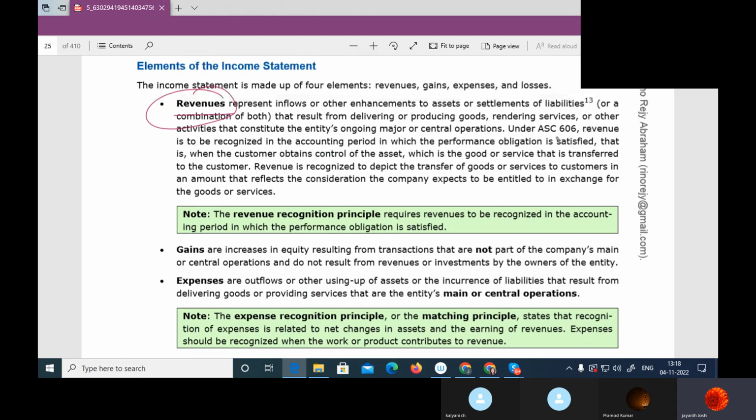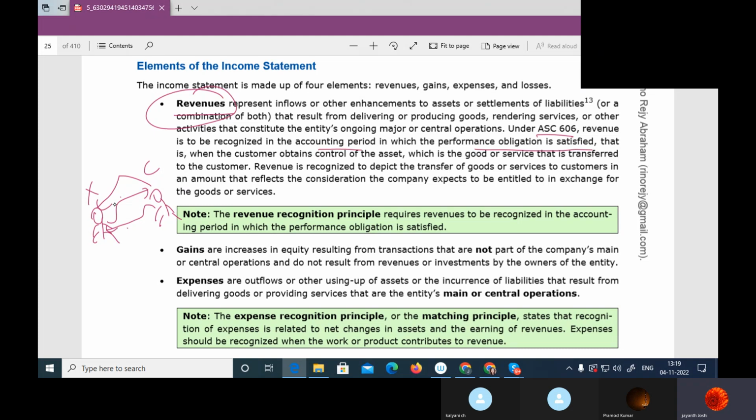This is the accounting standard as per US GAAP. Revenue is to be recognized in the accounting period in which the performance obligation is satisfied. What is performance obligation? This is Mr. X and this is Mr. X's customer. The customer approaches Mr. X for goods, and Mr. X agrees to deliver the goods to the customer. So Mr. X's performance obligation is to deliver the goods, and the customer's performance obligation from his part would be to make the payment.